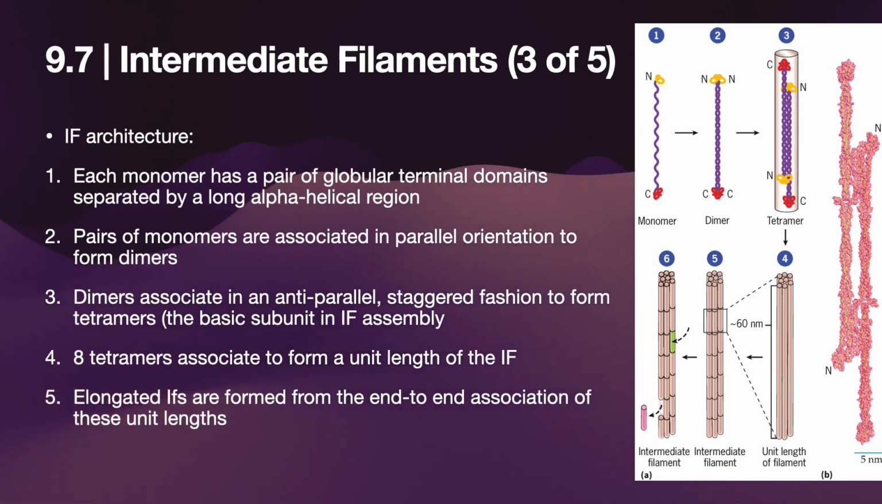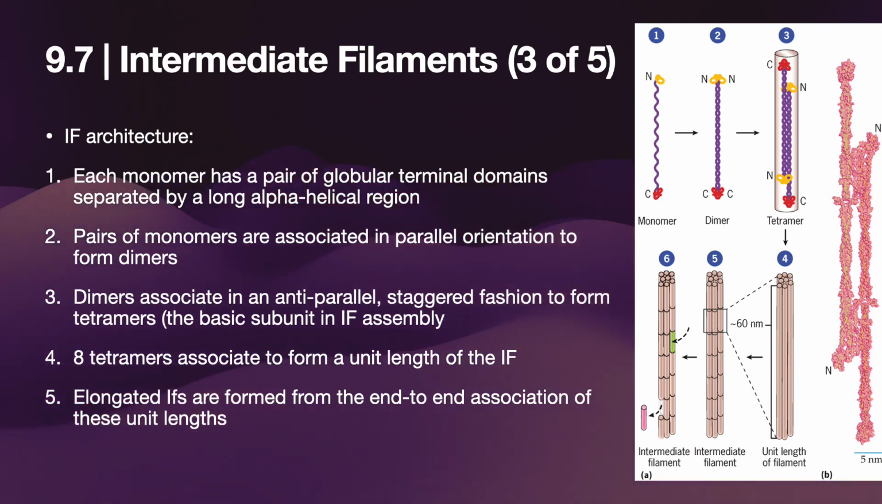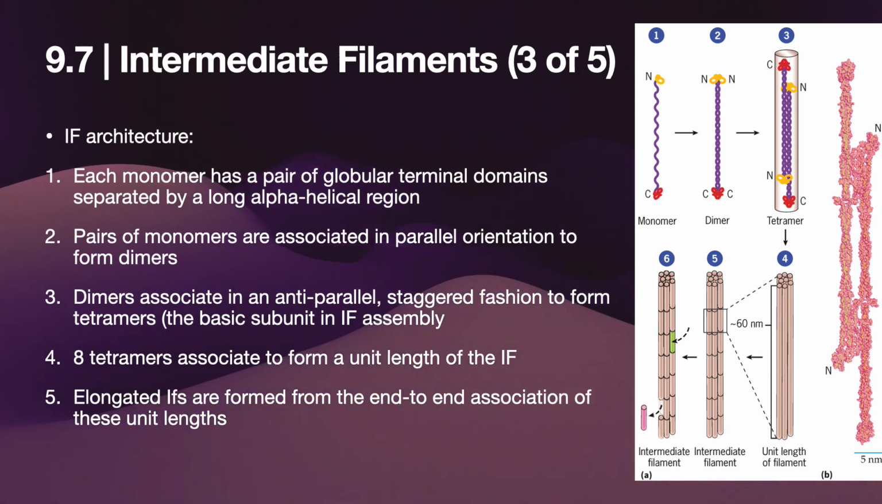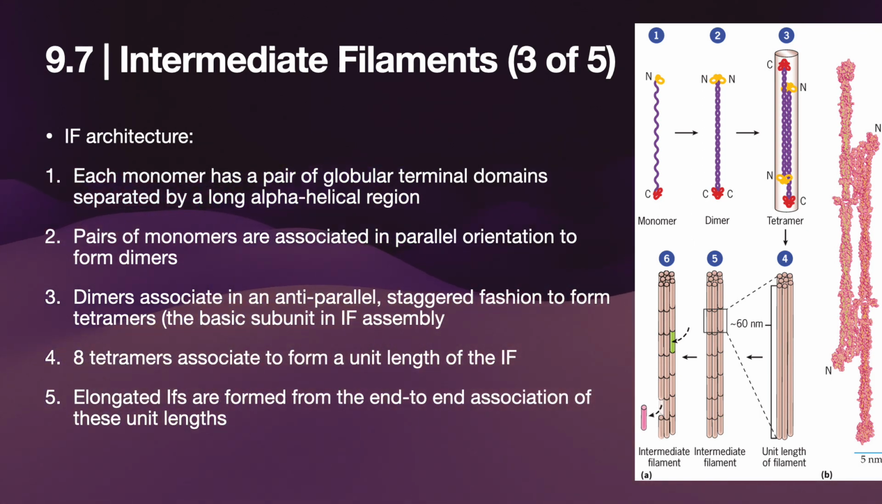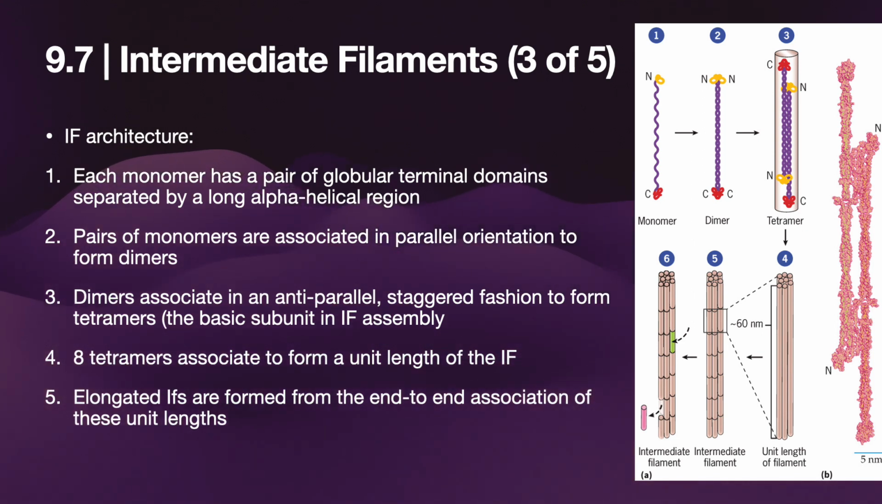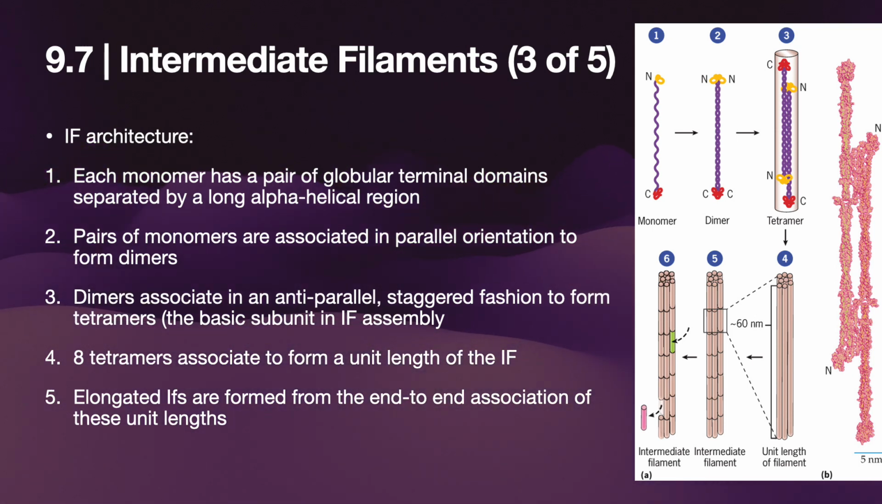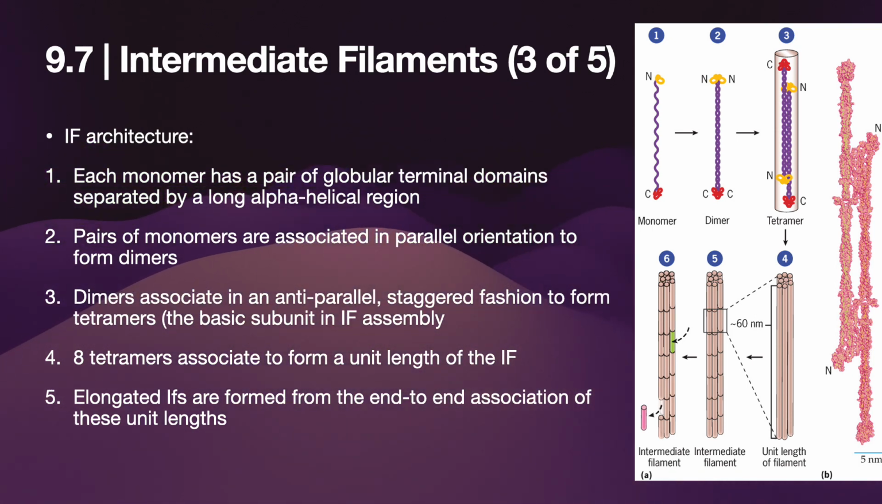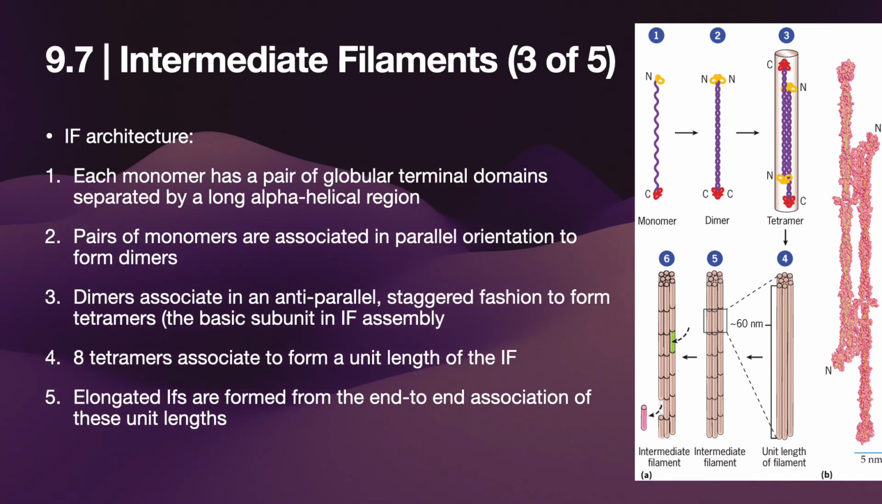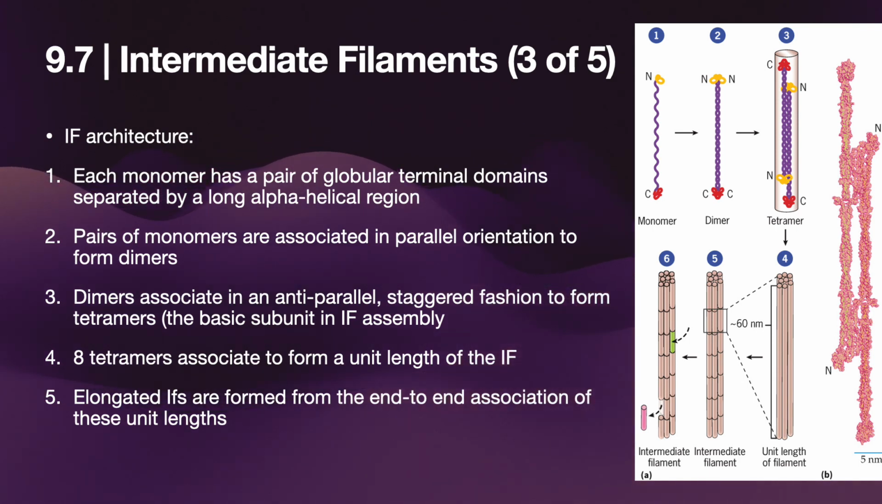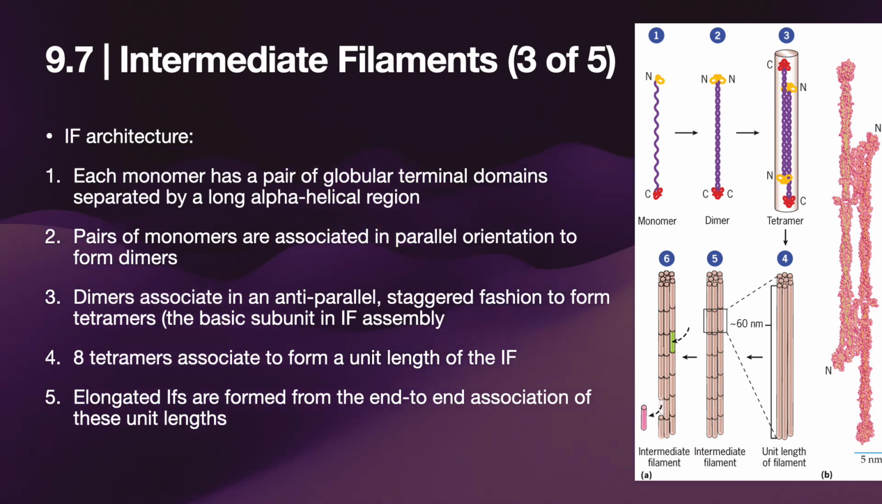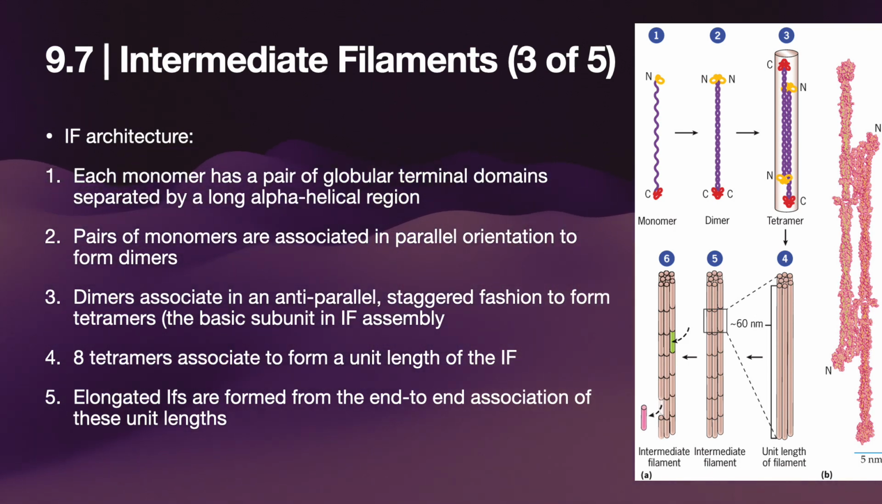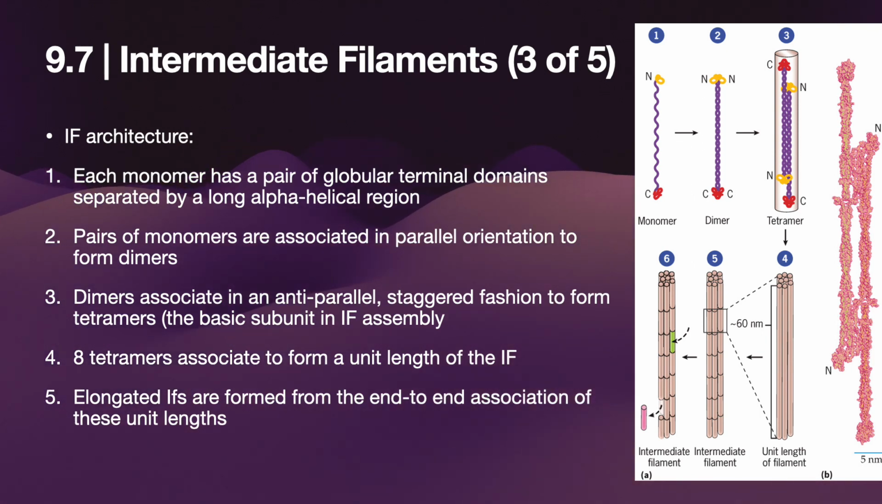When it comes to IF architecture, you will see this photo on your right. Each monomer has a pair of globular terminal domains separated by a long alpha helical region. The pairs of monomers are associated in parallel orientation to form dimers. The dimers associate in an antiparallel, staggered fashion, just like DNA, to form tetramers, the basic unit in IF assembly. 8 tetramers associate to form a unit length of the IF. Elongated IFs are formed from end-to-end association of these unit lengths.